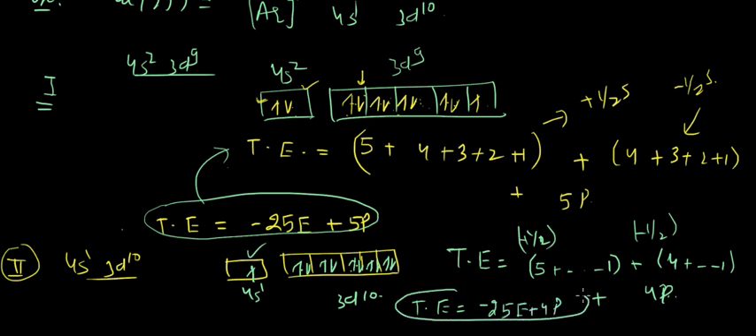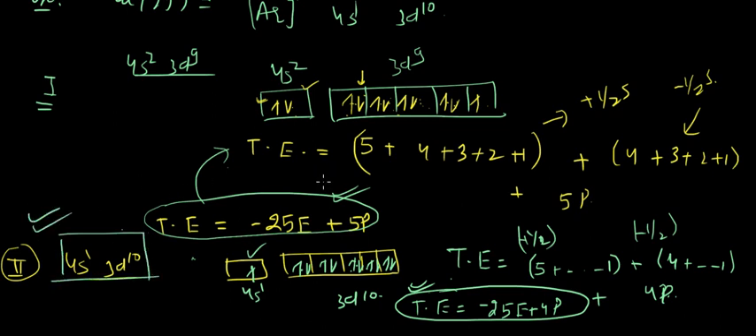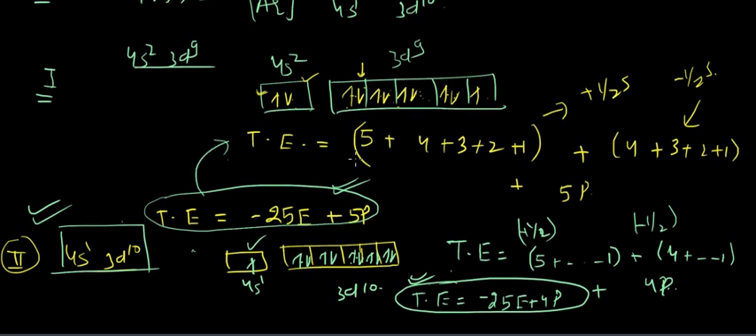So this energy is lower than the above energy, hence this would be more stable. That's why we would be choosing 4s1 and 3d10 as the final configuration. Okay, so with this we come to the end of this lecture.